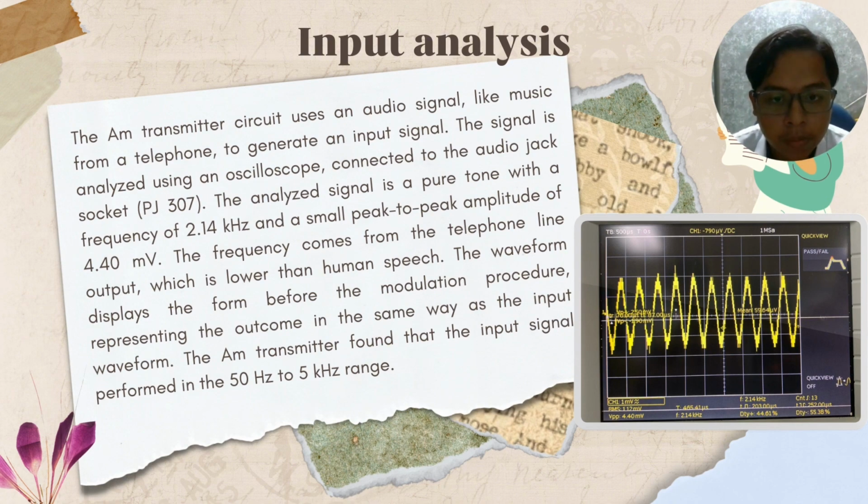The waveform displays the form before the modulation procedure, representing the outcome in the same way as the input waveform. The AM transmitter found that the input signal performed in the 50 Hz to 5 kHz range.